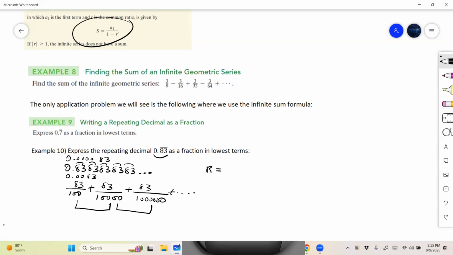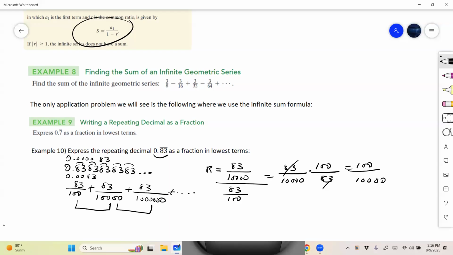So the ratio is going to be 83 over 1 with 4 zeros, divided by 83 over 1 with 2 zeros. So 83 here multiplied by the reciprocal. The 83's cancel. I have 100 over this, and the ratio is 1 over 100. So this is certainly a ratio that is less than 1. I can use the formula. I know the first term. I can apply the summation formula.